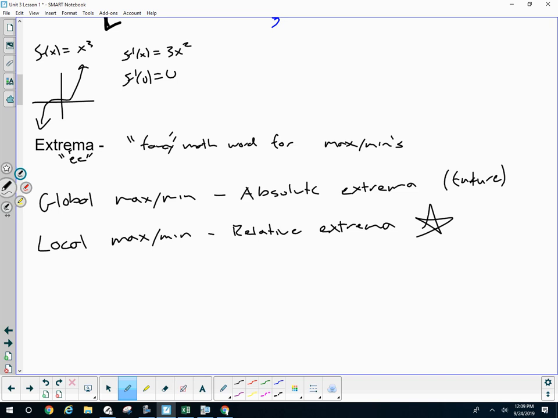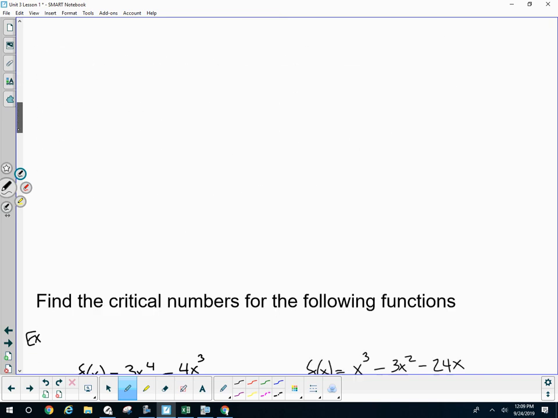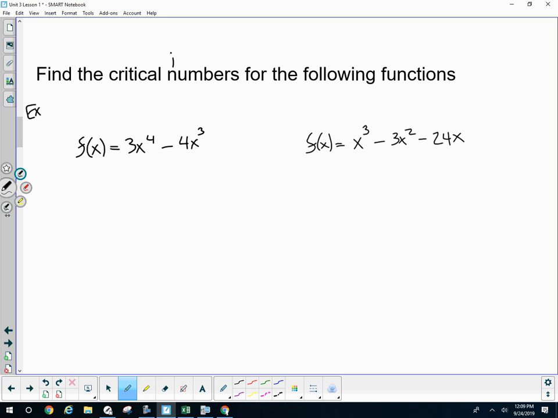Okay, so for the first half of this lesson, you will be asked to find the critical numbers or the critical points or the possible extrema locations, possible max-min locations. If I ask you to find the critical points, or find the critical numbers, or find the possible extrema, what do you do? Discuss with your neighbors.